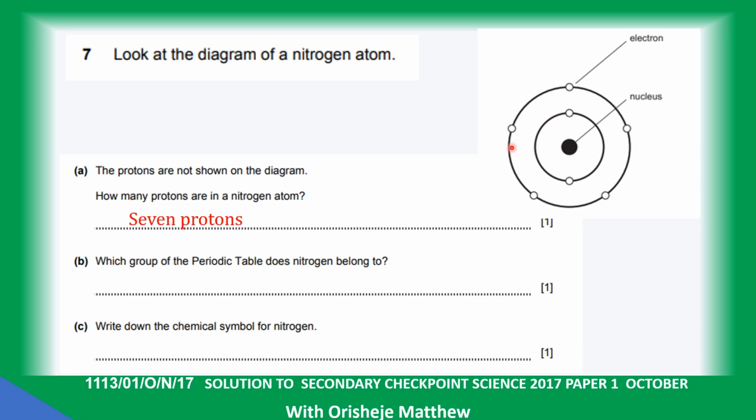Which group of the periodic table does nitrogen belong to? Group 5. That is the number of electrons in the outer shell. 1, 2, 3, 4, 5. Write down the chemical symbol for nitrogen, N.